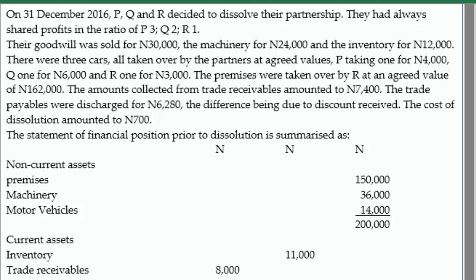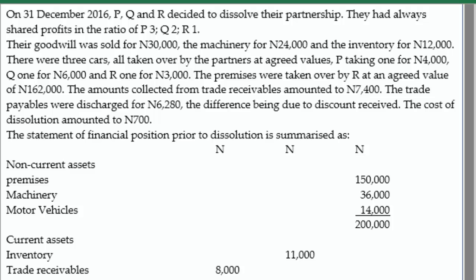There were 3 cars, all taken over by the partners at agreed values. P taking one for 4,000, Q one for 6,000, and R one for 3,000. The premises were taken over by R at an agreed value of 162,000. The amounts collected from the trade receivables amounted to 7,400.